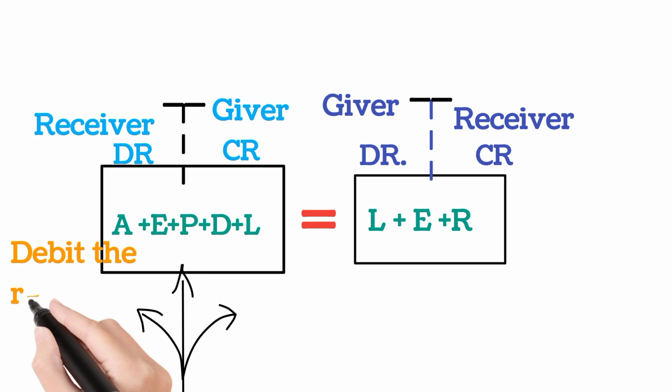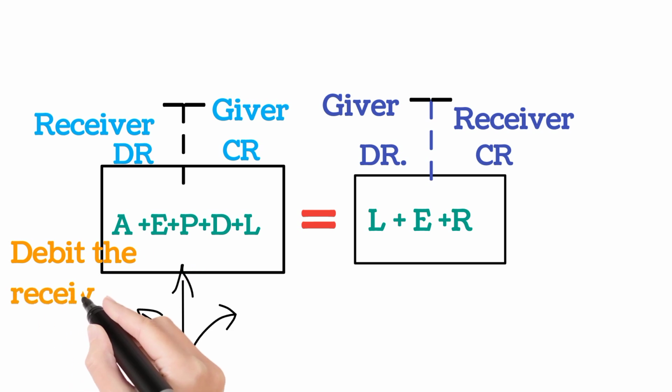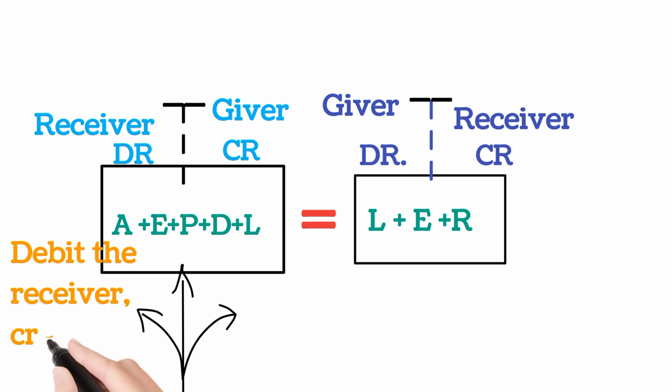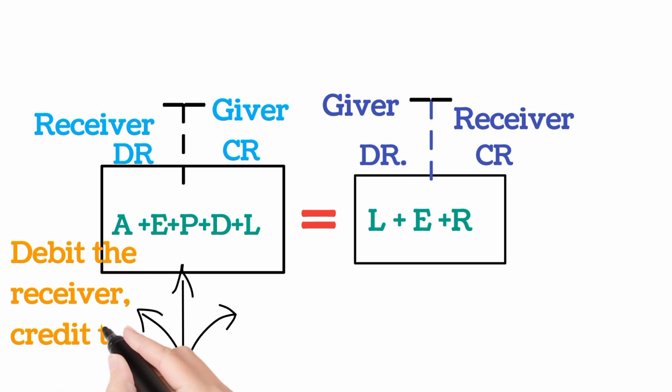By this, we conclude that asset, expenditure, purchase, drawing, and loss items have the same golden rule, and the golden rule is debit the receiver and credit the giver. That is the golden rule for assets, expenditure, purchase, drawing, and loss items. The golden rule in box A, or the golden rule in the left hand side of the accounting equation.